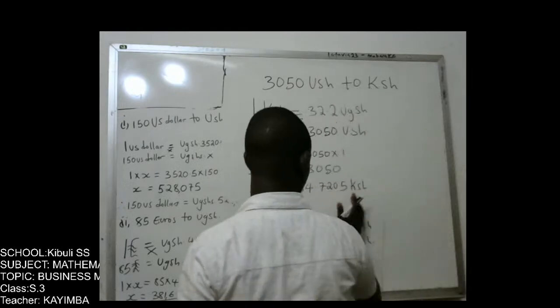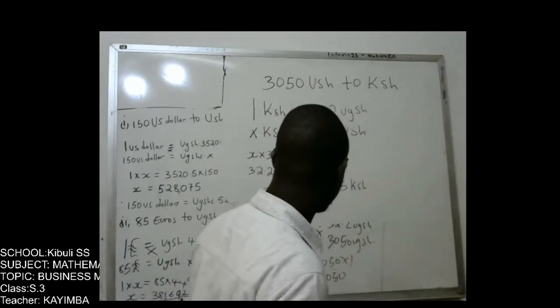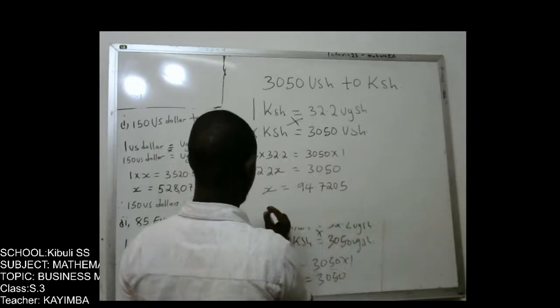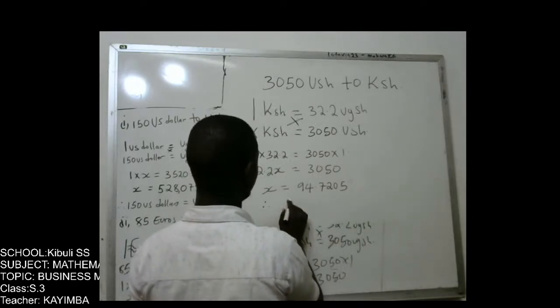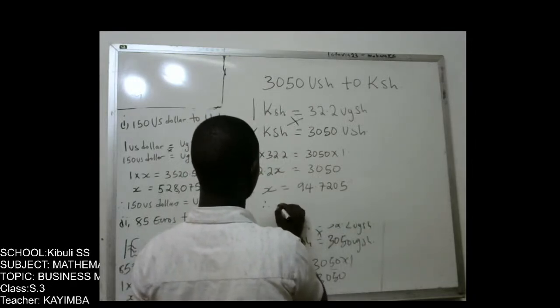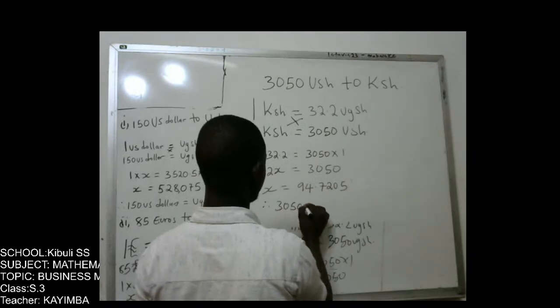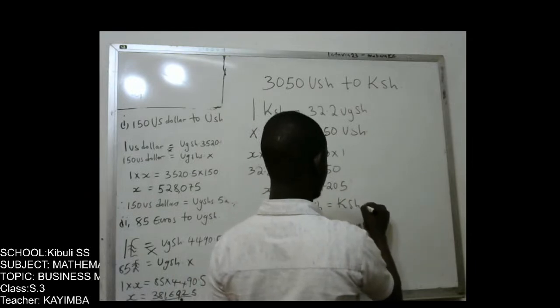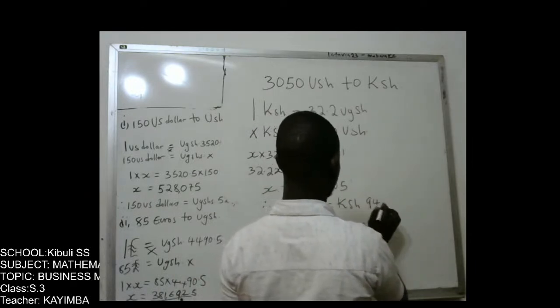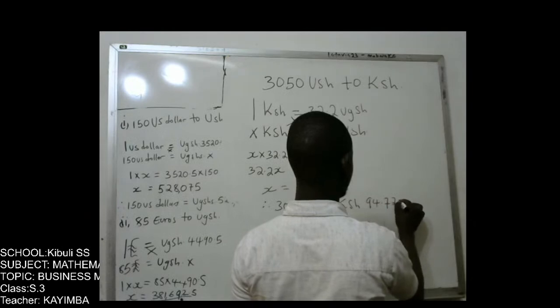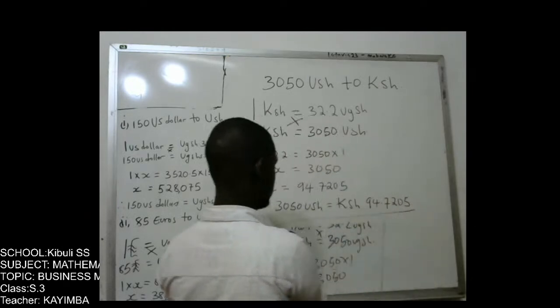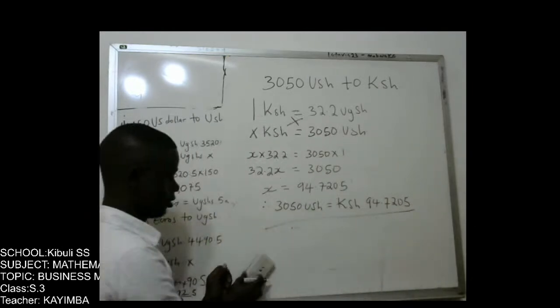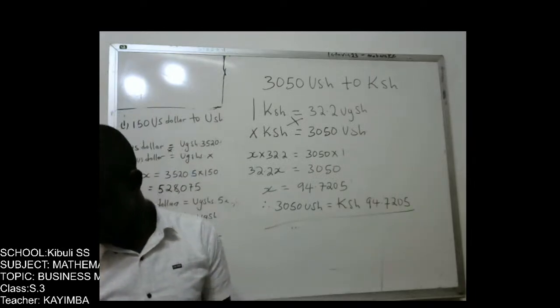So it's better we start with these Kenyan shillings here. Therefore, 3050 Ugandan shillings are equivalent to 94.7205 Kenyan shillings. That is our final answer for this case. I think those letters are big enough.